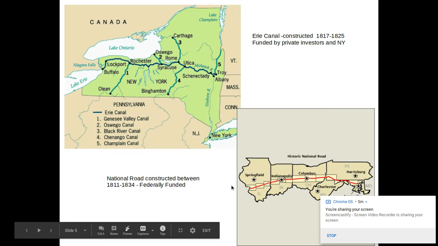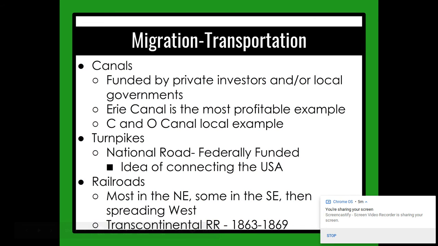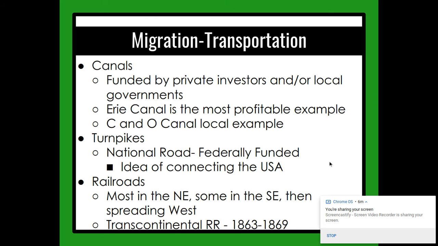Railroads are also starting to be built in this particular time period, mostly in the Northeast. There's some in the Southeast, and then we're starting to see spreading westward. This gets really into Unit 5 when the Transcontinental Railroad is going to be built between 1863 and 1869.